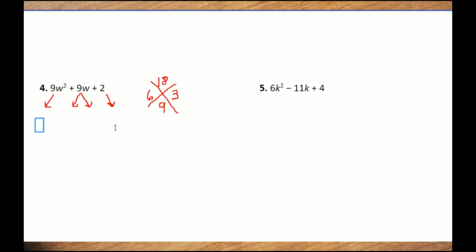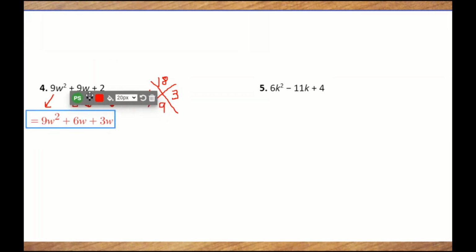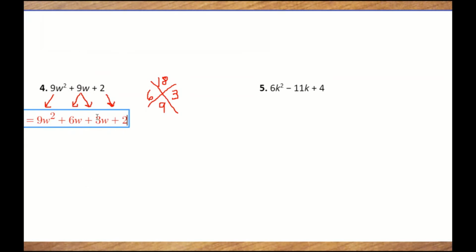So the first term stays the same. Okay, it's still 9w squared. The second term gets broken down. It's not just 9w anymore. It's 6w plus 3w, which, if you were to simplify it, is 9w. So it's not like it's not equivalent or anything. But that's the only way we can set this up for factoring by grouping. And then the plus 2 is just what it is. So I'm going to do plus 2. So now we've got this set up as a 4-term quadratic polynomial, and now we're going to do the grouping.